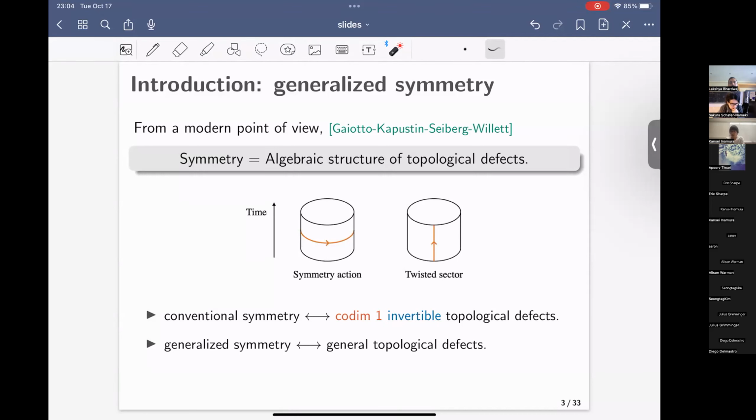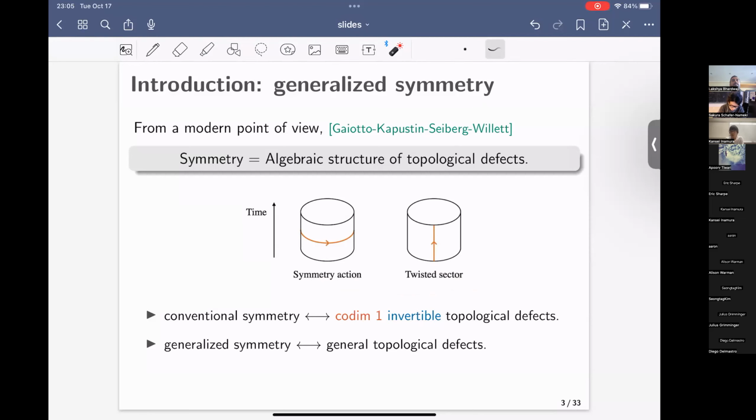And the reason why we call this symmetry is that the symmetry defined in this way can do what an ordinary symmetry can do. So, for example, if we have a topological defect, then we can define the symmetry action by inserting the topological defect along the spatial direction, as shown in this left figure. So here the vertical direction is the time direction, and the horizontal direction is the spatial direction. On the other hand, if we insert a topological defect along the time direction, then this defines the twisted boundary condition. So in this way, we can understand the twisted boundary condition and the symmetry action on an equal footing by using the topological defects.